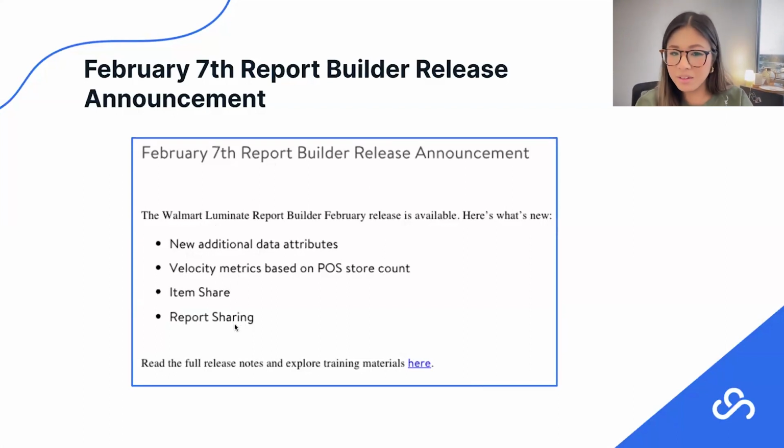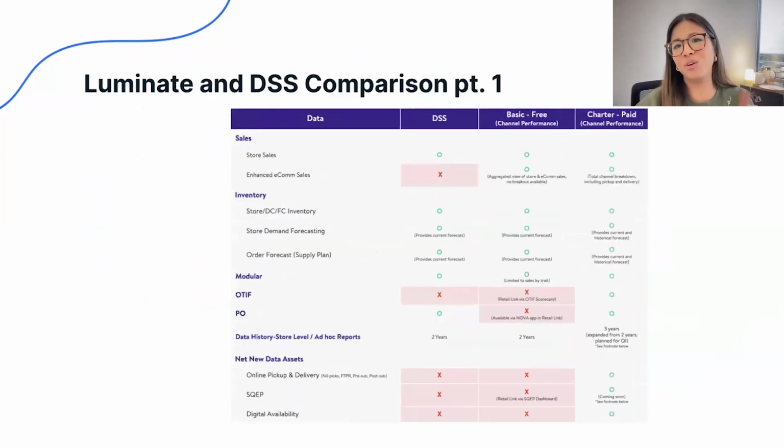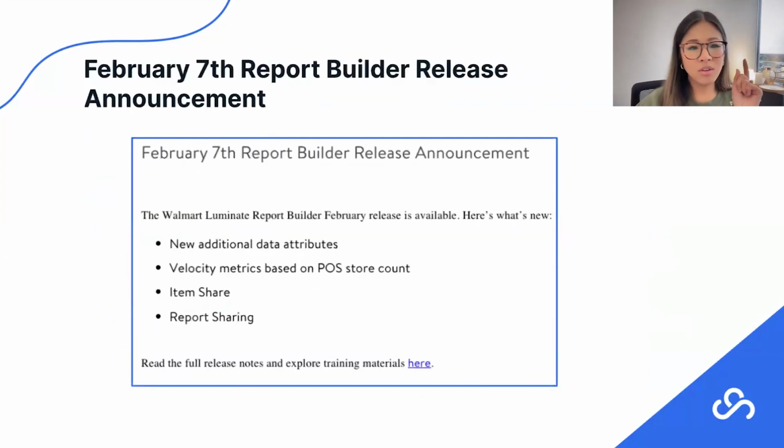Candidly speaking, I'm not sure if they mean report sharing just for Charter. So that is something to be aware of and consider: not everything that they show necessarily means you're going to get it in basic. I would utilize this chart as your Bible, so to speak, for understanding, even when they're releasing new features, what you are actually going to get access to. I didn't want anyone to be like, oh sweet, we're going to get all this stuff. That may not be true. So just wanted to give you all a heads up there.